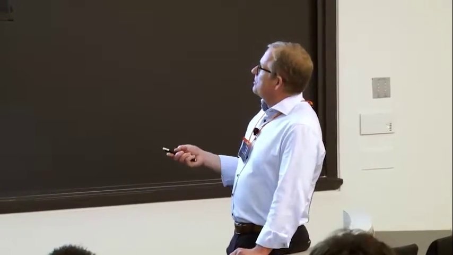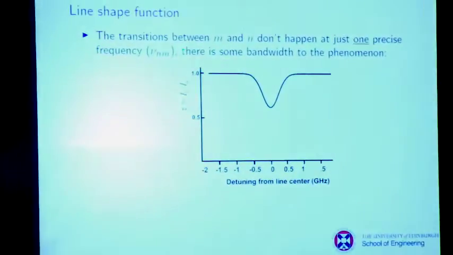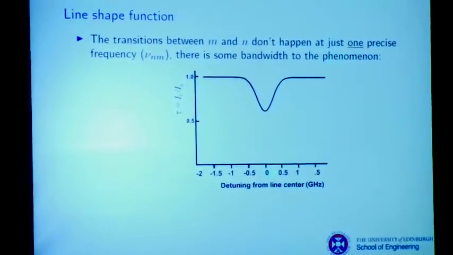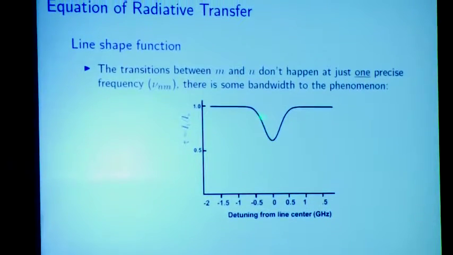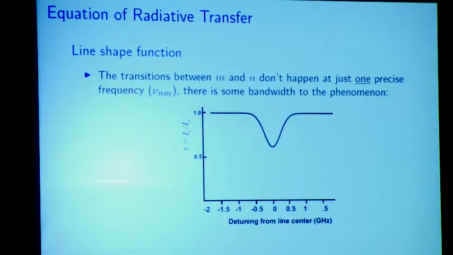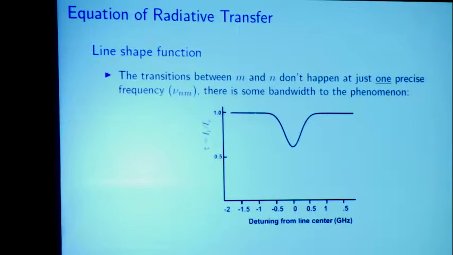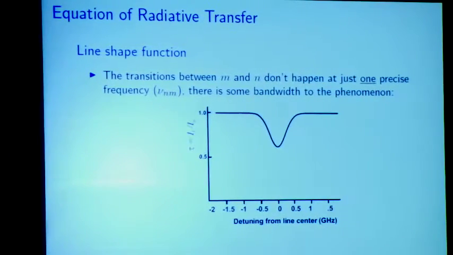So the line shape function can look like this. And the point is that transitions between m and n don't happen at just one precise frequency. There is some bandwidth to the phenomenon. So here's the center frequency. You can be just slightly off and still cause a transition, although it's not as strong as it would be if you were on line center. And we'll talk about why later on.